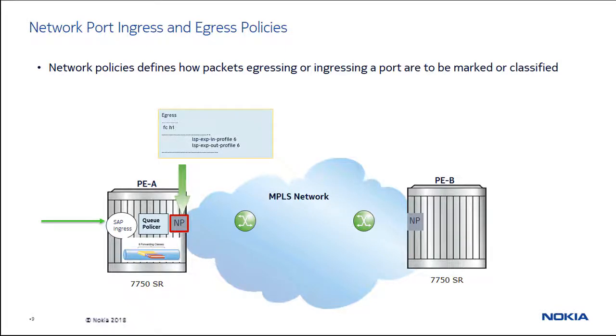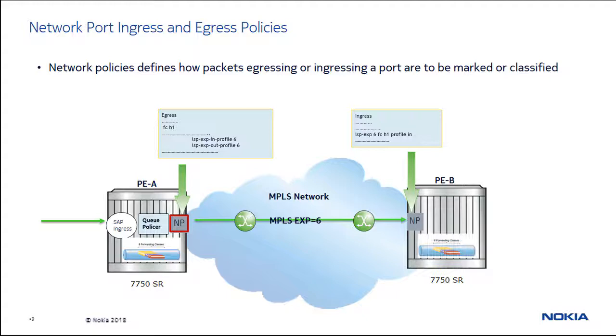In this example, the network policy by default marks all egressing H1 traffic with EXP6 in the MPLS header. As the packet travels through the network, the MPLS EXP marking does not change. When the packet arrives at the network ingress port, the network policy checks the packet and sees that the MPLS EXP bit is set to 6. It will then classify the traffic in forwarding class of H1 with packet as in profile. The SAP egress policy will then handle the traffic accordingly. As we will see in our use case, the network policy can be configured to modify how traffic is marked before being transmitted out the network port.